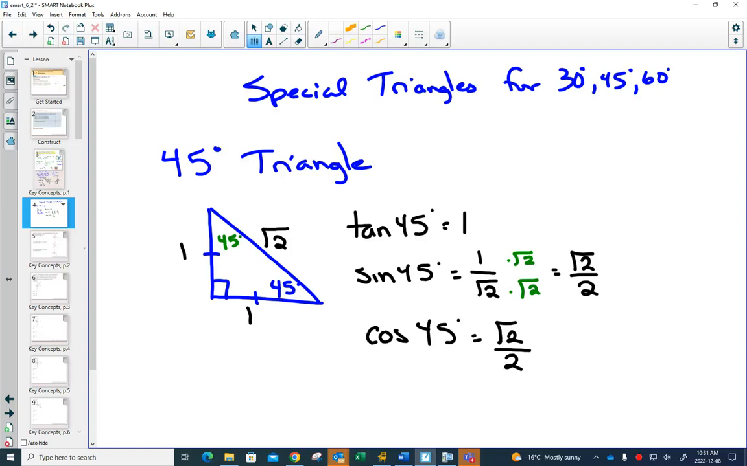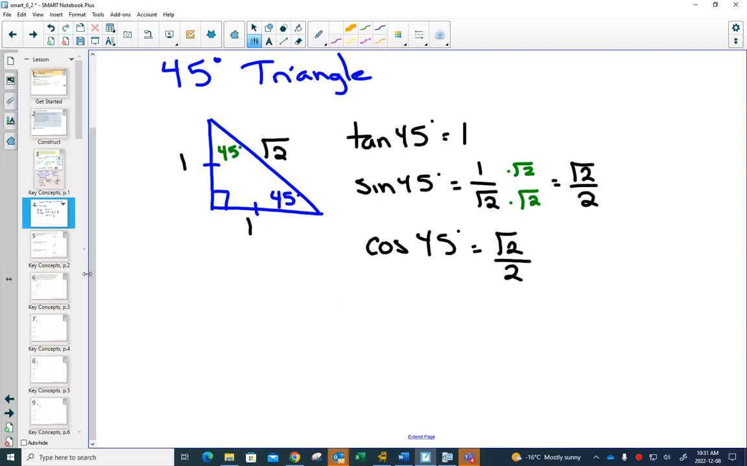And what's crazy about the 45-degree triangle is because you know reference angles, you can now figure out any angle that has a reference angle of 45 degrees. So for example, if I draw a reference angle in quadrant 2 of 45 degrees, how would I figure out what this angle is? Can you do the mental math?